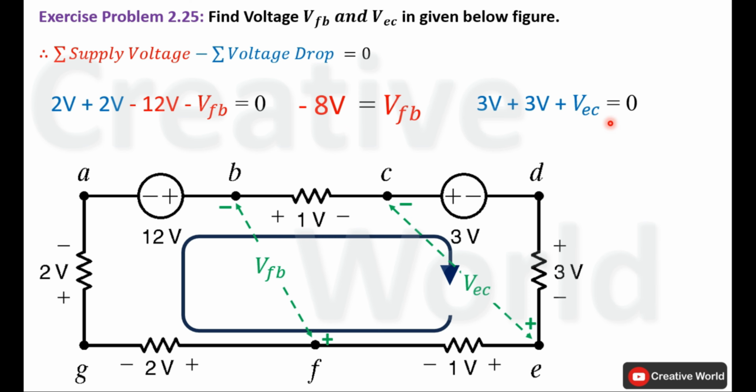Again, inside this equation we only have one variable, that is VEC, and we want to calculate its value. So we will add 3 plus 3 and place it on the other side of the equal sign to calculate the value of VEC, that will become minus 6 volt. So the value of VFB is minus 8 volt and VEC is minus 6 volt.